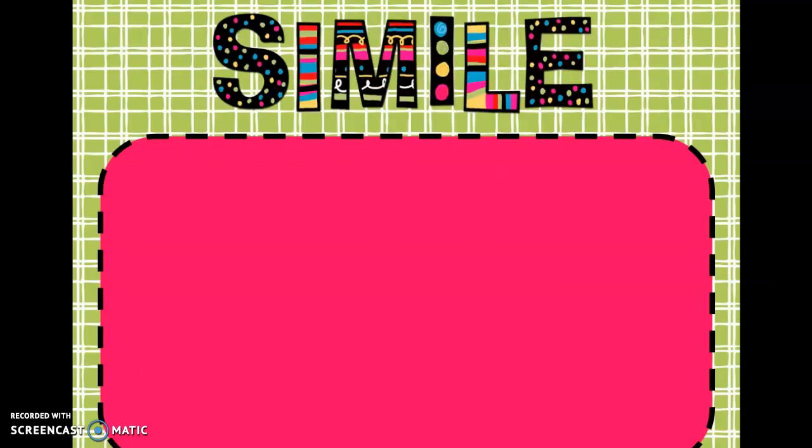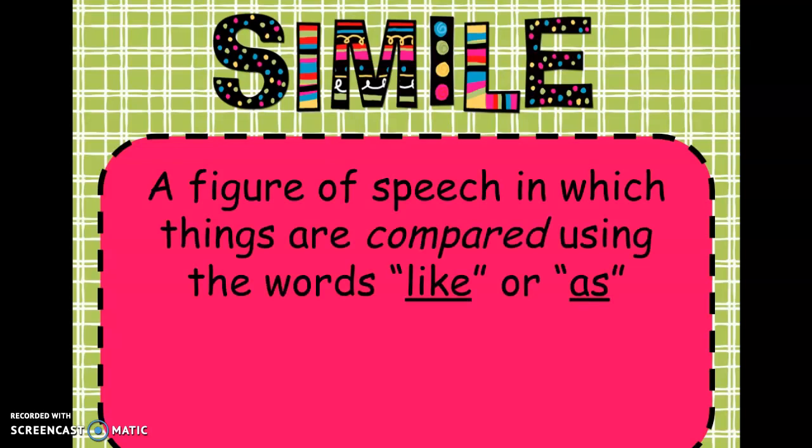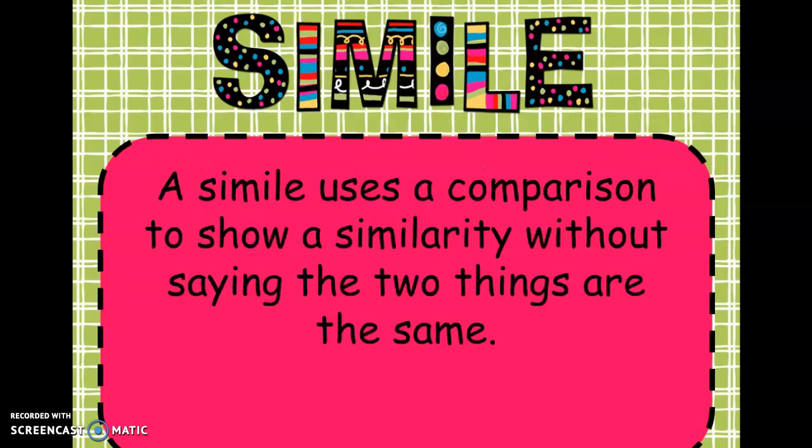Moving on to a simile. A simile is a figure of speech in which things are compared using the words like or as. So in both a metaphor and a simile, we are comparing. But in a metaphor, I'm saying something is something else, and in a simile, I'm using the words like or as to compare. I'm saying something is like something else. So a simile uses comparison to show a similarity without saying the two things are the same, because they're not. I'm just saying they are like that thing.